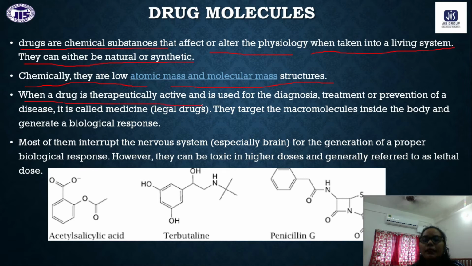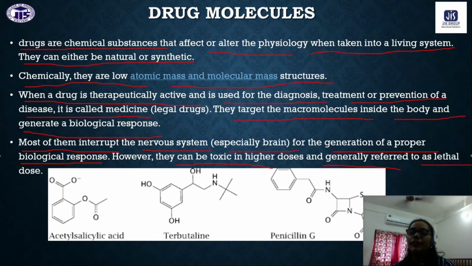When a drug is therapeutically active and is used for the diagnosis, treatment or prevention of a disease, it is called a medicine. So these are some of the differences between drugs and medicines. They target the macromolecules inside the body and generate a biological response. Most of them interrupt the nervous system, especially the brain, for the generation of a proper biological response. However, they can be toxic in higher doses.